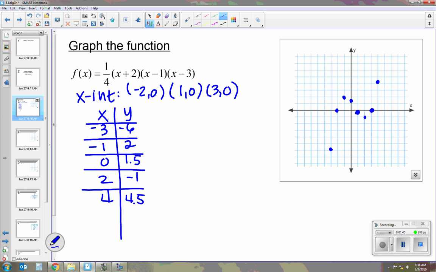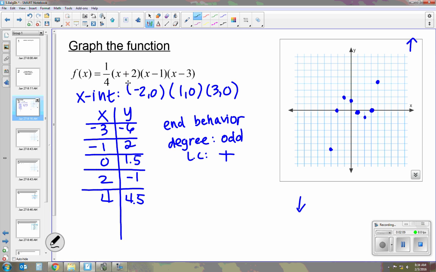Okay? And the last piece is the end behavior. Since we have 3 zeros, that means the degree is 3, so the degree is odd, and our leading coefficient of 1/4 is positive. So our end behavior looks something like that. So we can use that end behavior to graph this. And then we are going to make our nice curve and go back upwards using our end behavior. So that's how you graph your function in intercept form.